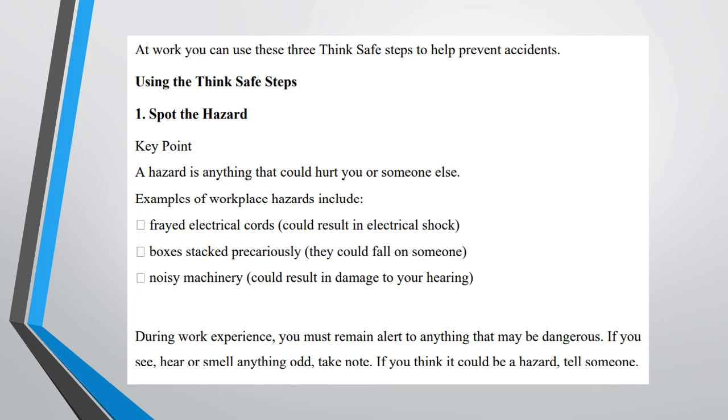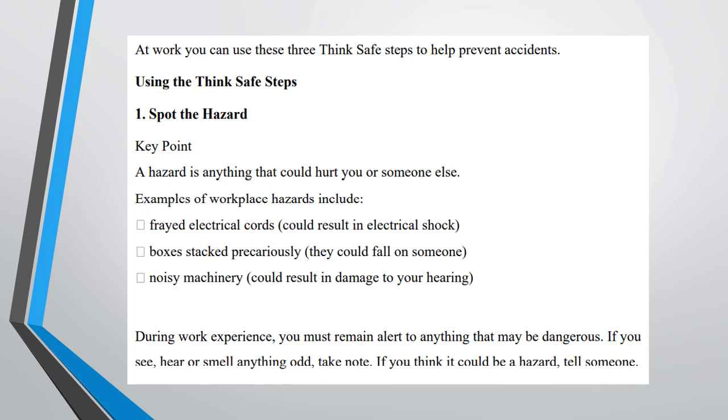At work, you can use these three think safe steps to help prevent accidents. Using the think safe steps, number one is spot the hazard. So the key point is a hazard is anything that could hurt you and or someone else. Examples of workplace hazards include frayed electrical cords that could result in electrical shock, boxes stacked precariously that could fall on someone, and noisy machinery that could result in damage to your hearing.